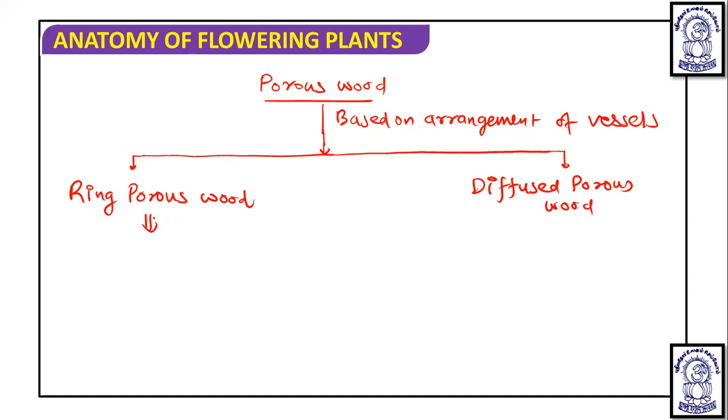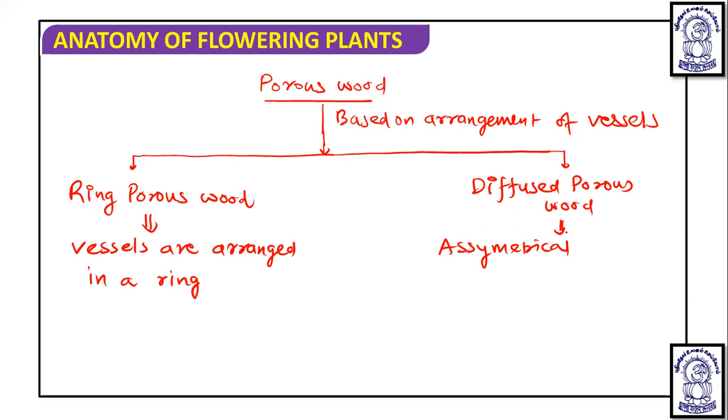In a ring porous wood, dear student, you will see that vessels are arranged in a ring in this type of wood. Vessels are arranged in a ring. Whereas when we talk about diffuse porous wood, here asymmetrical distribution of vessels is found in this type of wood.